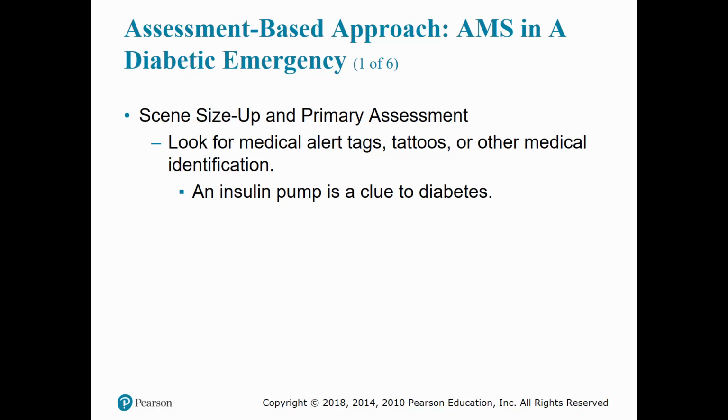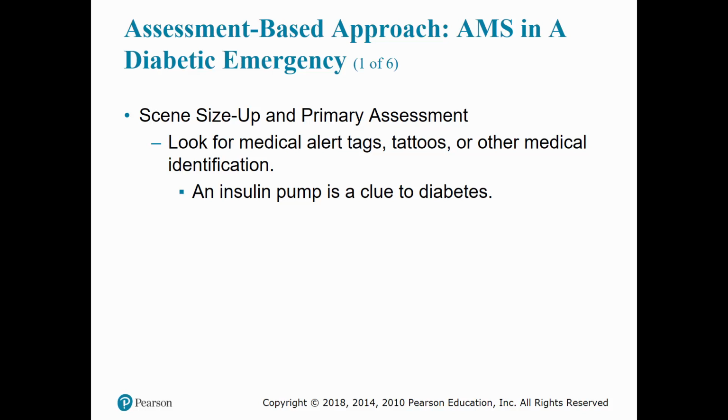Now, when you're going through your assessment of a possible diabetic emergency, you want to look for clues gathered during the scene size-up, as well as during your primary assessment, that could lead you to suspect that the patient is diabetic. Look for medical alert tags, tattoos, or other medical identification that confirms a diabetic history. Now, I know in the previous chapters we said tattoos are not approved for certain conditions, such as a do not resuscitate order. But if a patient has diabetic tattooed on their wrist, all right, I'll go with that they're possibly a diabetic patient.